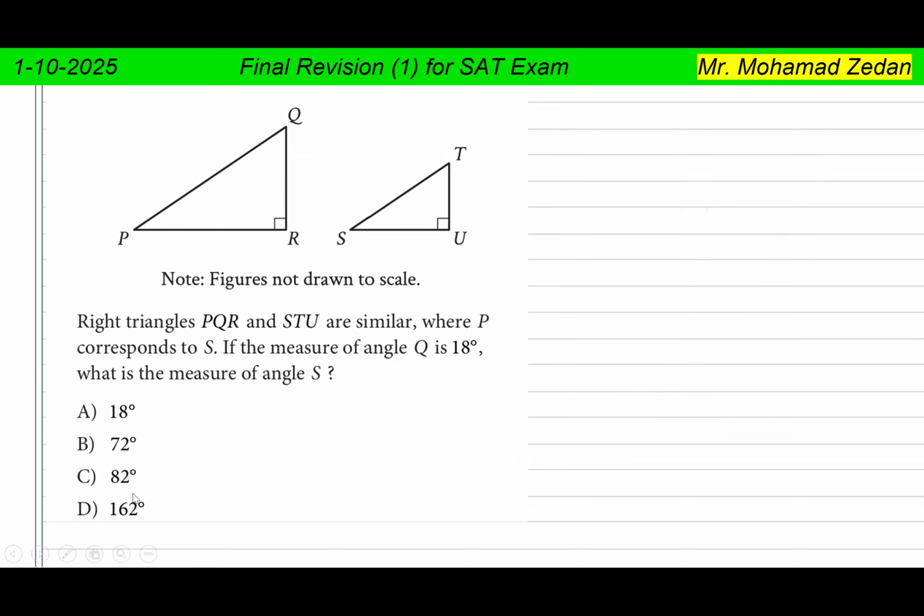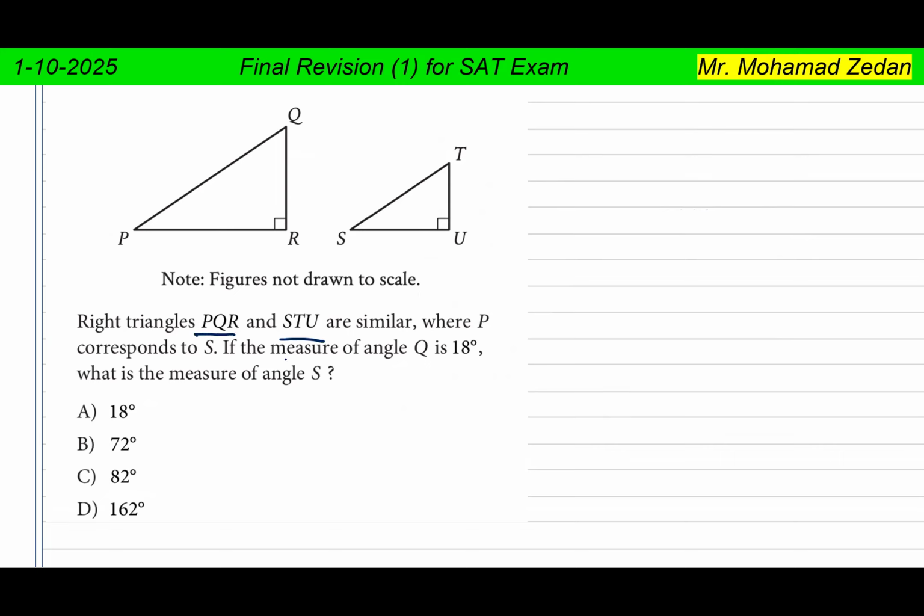Let me talk a little about similarity of two triangles here. Can you try to solve this one, please? Everyone try. I give you 1 minute to think about it. B, okay, 72.